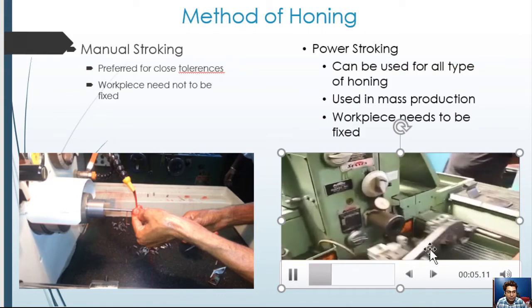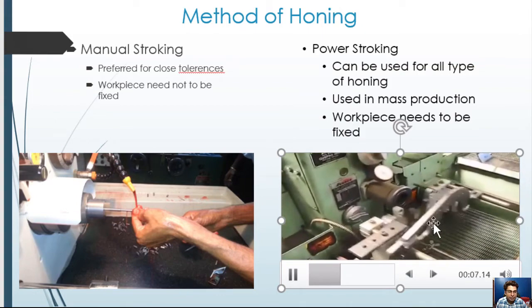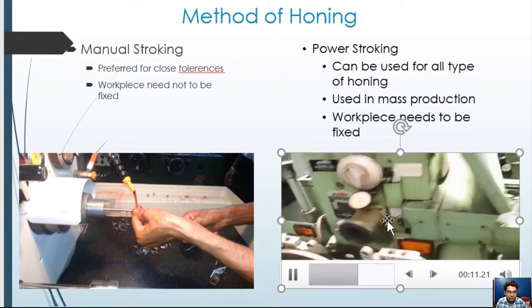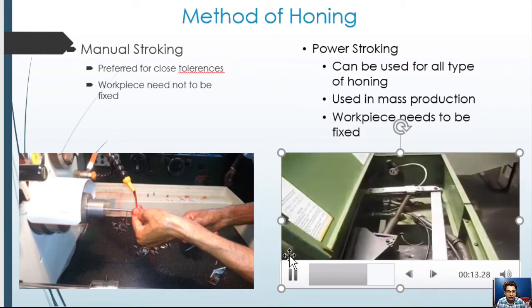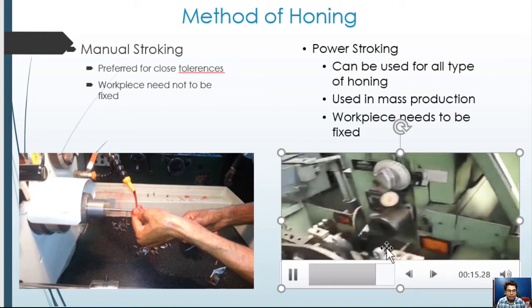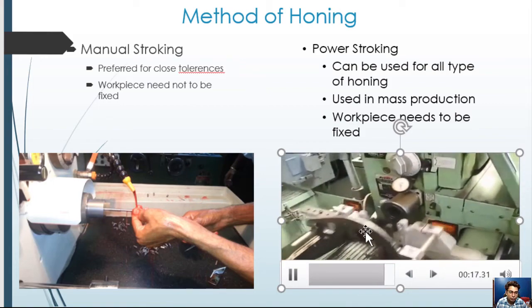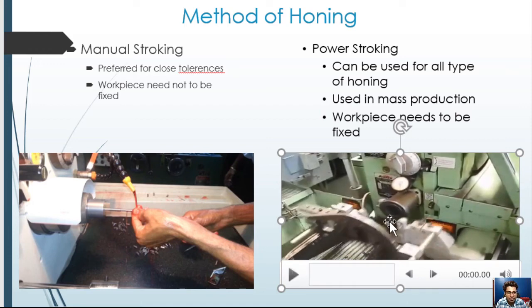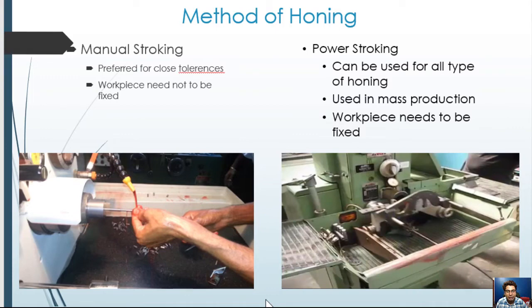And this is the workpiece holder. If a workpiece is loaded in, this is the tool, and with the power stroking, this is the mechanism. With the power stroking, the workpiece is being inserted and coming out of the hole by the engine power itself. So the performance from this method is much higher compared to the manual stroking method.